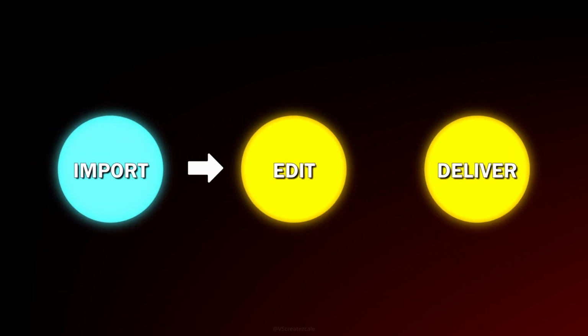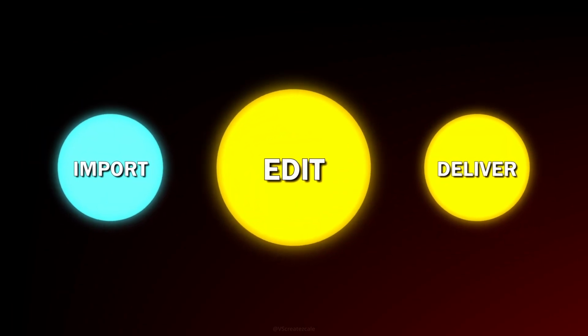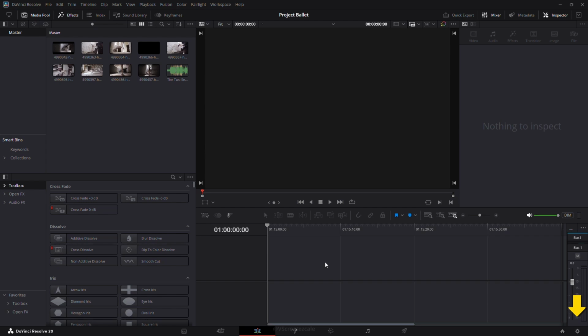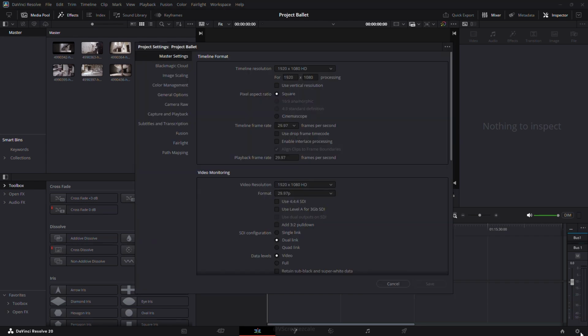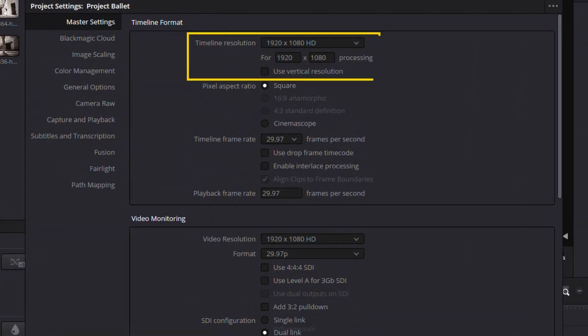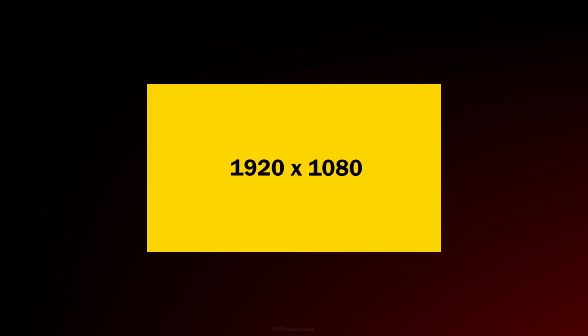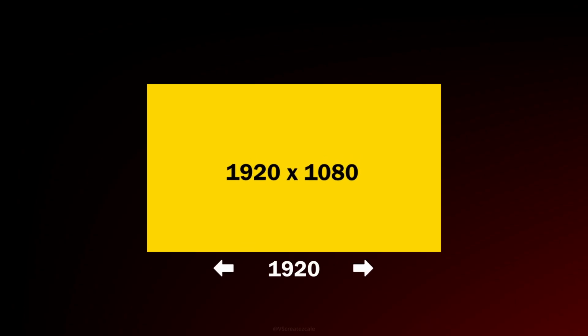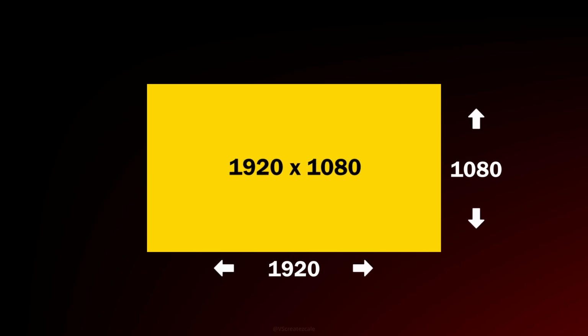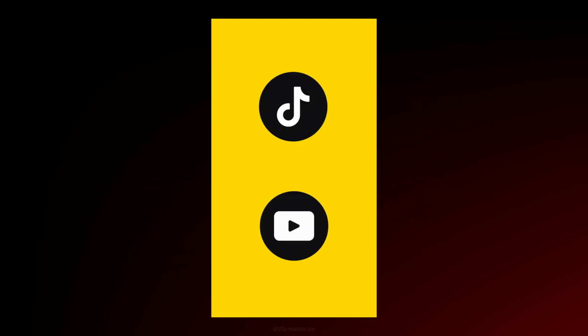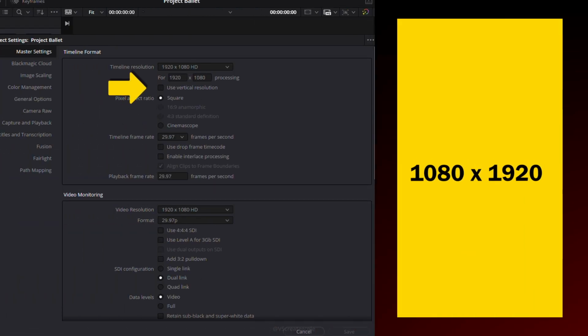Let's move into the next important step, editing. The very first thing you need to set up is your project settings. Don't worry, we're not touching everything here, just one thing, the timeline resolution. For example, 1920 by 1080 means your video is 1920 pixels wide and 1080 pixels tall. That's the standard landscape size, also called Full HD. But if you want to make vertical videos, like TikToks or YouTube Shorts, you can flip those numbers using the vertical resolution option. That way, your video becomes taller instead of wider.